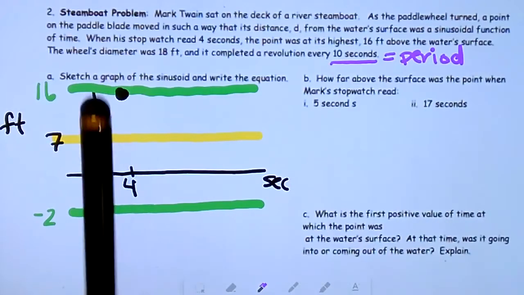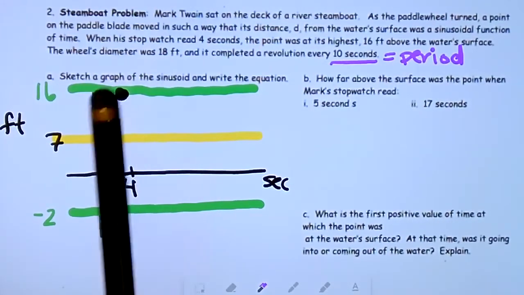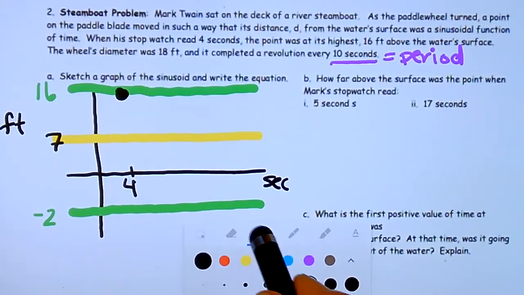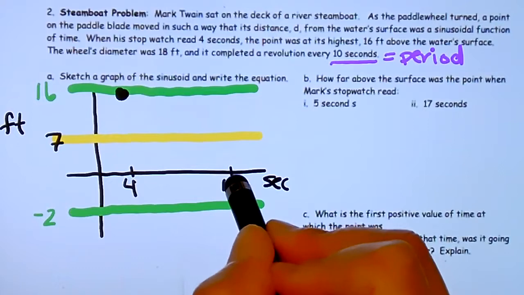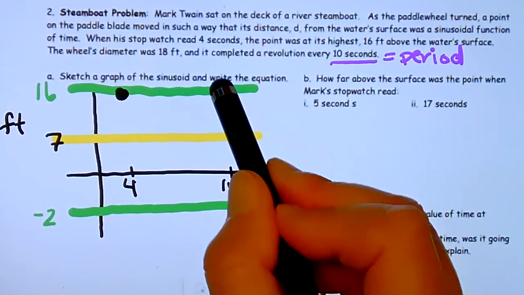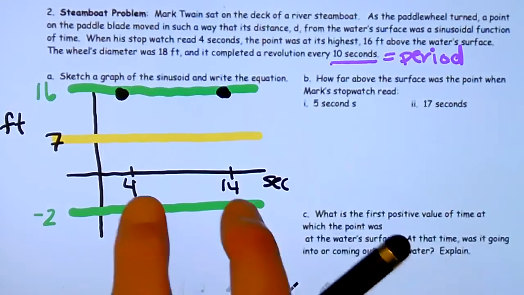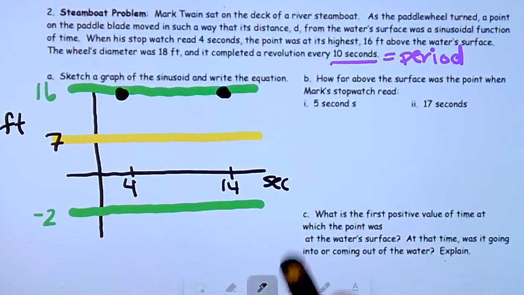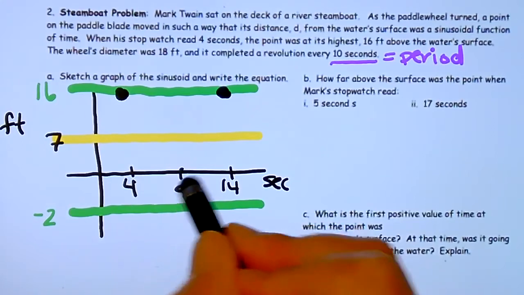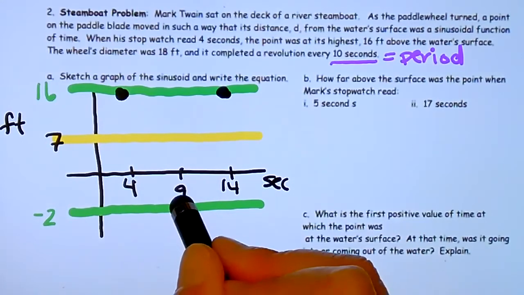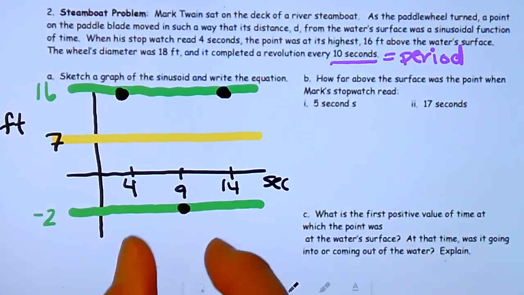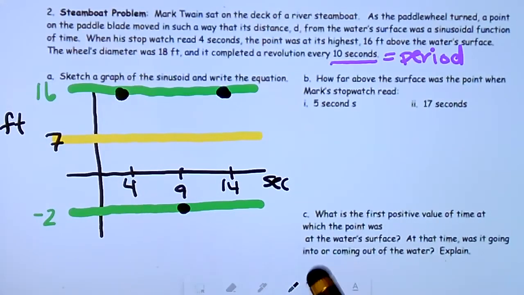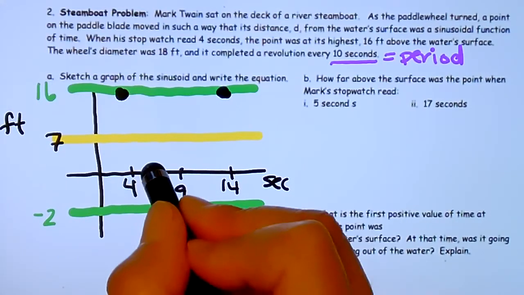Okay, so if I'm here at 4 seconds, then 10 seconds further, which is going to be 14, I'm going to be at another high. And then halfway between these, if I average these, 18 divided by 2 is 9, I'm going to be at my low. And halfway between these, that would be 13, and half of 13 is 6.5.